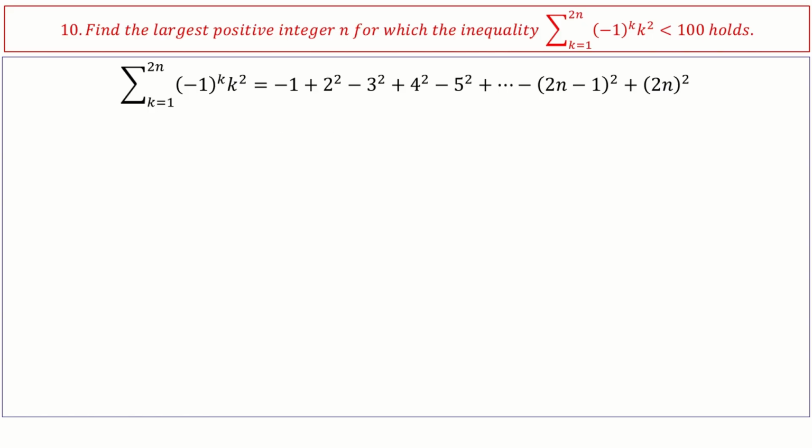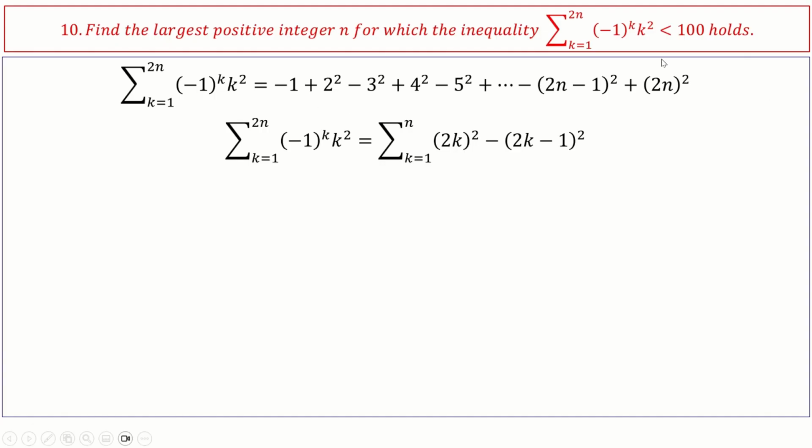Okay, now I can rewrite this in a very easy way. This is nothing but sigma k equal to 1 to n, and I am taking two terms. That is 2k square minus 2k minus 1 whole square. Okay, right? If I take 1, 2, 3, 4, 5, 6, all are up to 2n: 2 square minus 1 square, 4 square minus 3 square, like that, 2n square minus 2n minus 1 whole square, right? This is the one. And this is a square minus b square form.